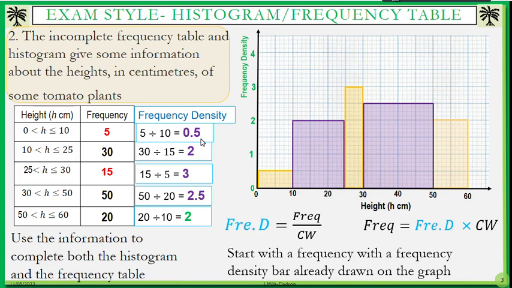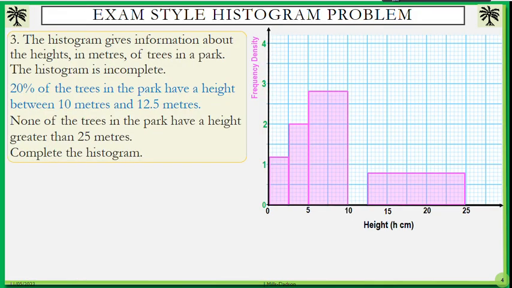So this is how you complete both the frequency table and the histogram. Remember, start with a class whose bar is already drawn on the histogram. Next slide, we'll be talking about problem solving questions involving histograms.